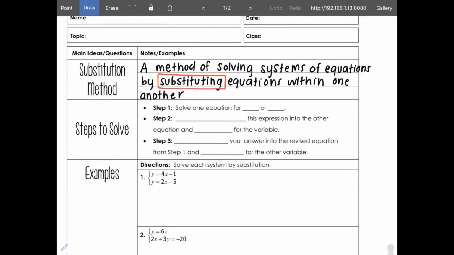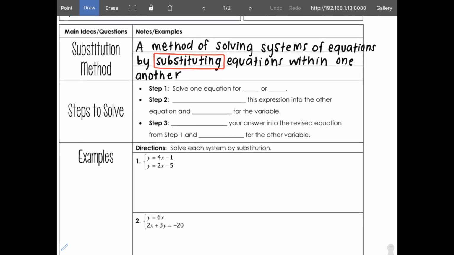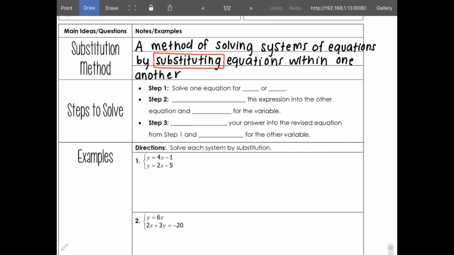So today we're going to talk about another method to solve systems of equations. It's called substitution. Substitution is a method of solving systems of equations by substituting equations within one another. Okay, so we're going to take a look at this.